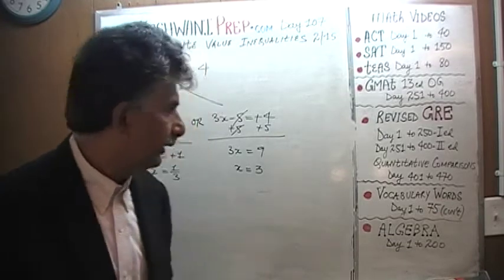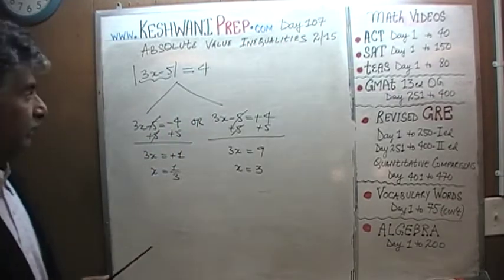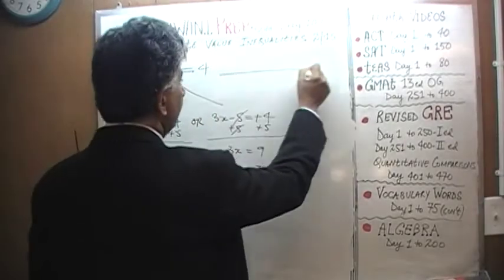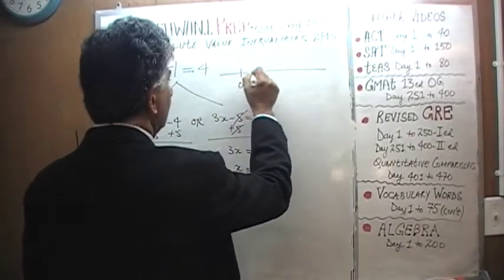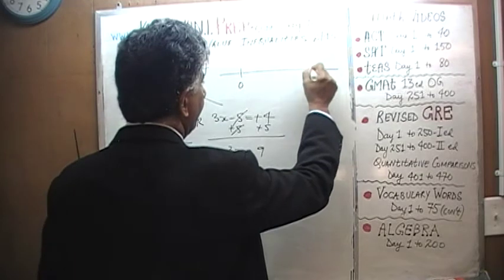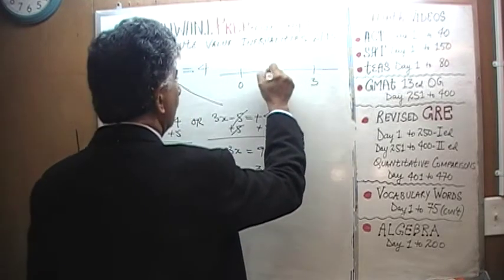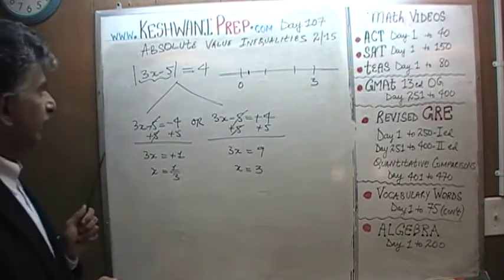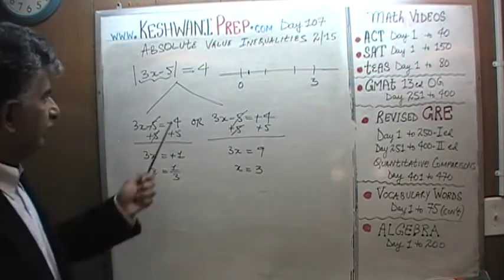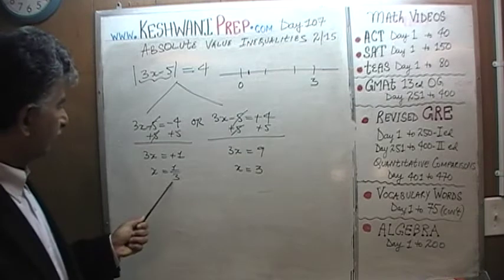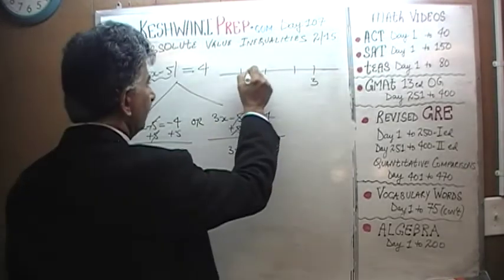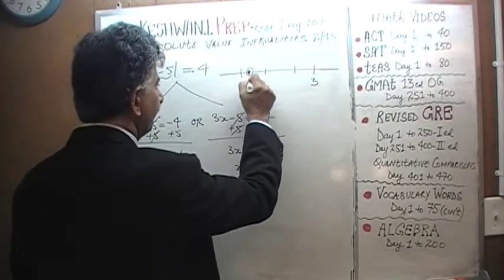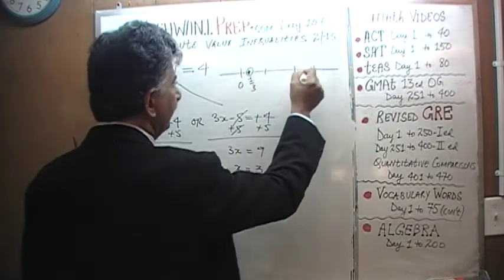There you go, 1/3 and a 3. Let's show this on the number line. Here's our 0, here's our 3. 1 and 2, so 1/3 will be somewhere here. We are not dealing with inequality, we are dealing with equalities. So it has to be either 1/3, so this is one solution here, or 3.